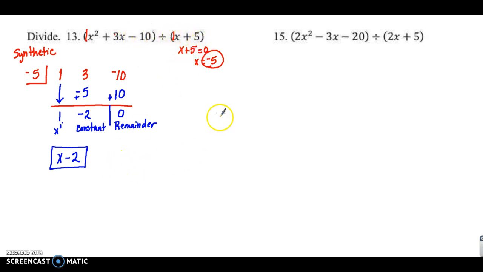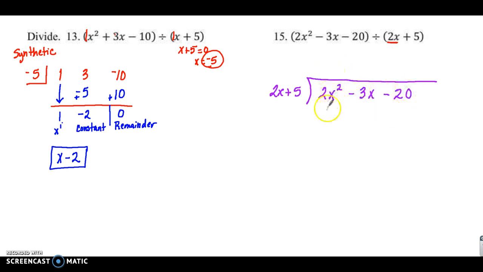Now on number 15, the difference is when what I'm dividing by has a leading coefficient. When that happens, we have to do our long division. I know, quit grumbling. It's long, but we can do it. We have 2x plus 5. We're going to continue with these numbers. We're not going to drop the variables like we did with synthetic. We're going to keep everything. Also making sure that we have nice, neat columns. Notice they're in order, x squared, x, and number.